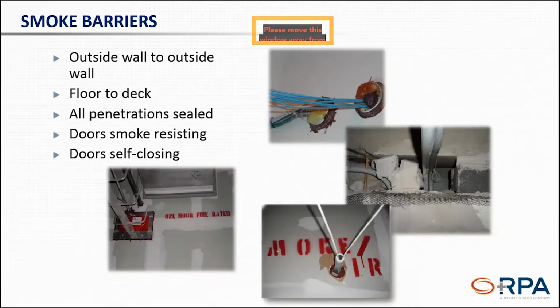A UL system is just that. It's a particular product designed and tested to meet the requirements for a smoke barrier penetration. So if we're going to install something, we're going to make sure we're installing it to that UL system.